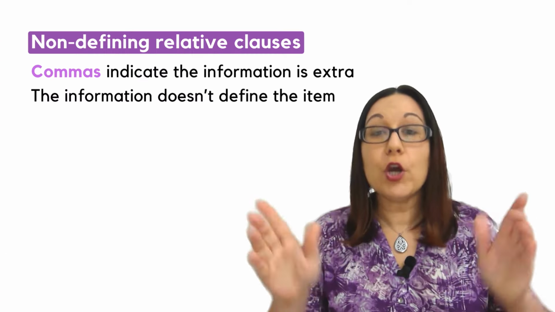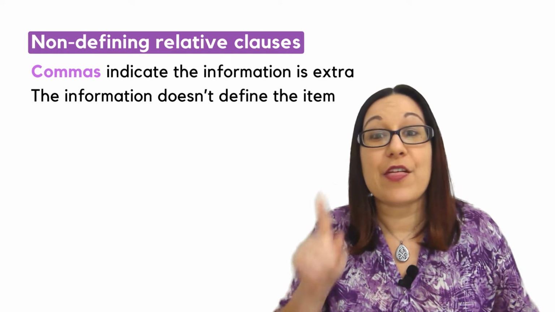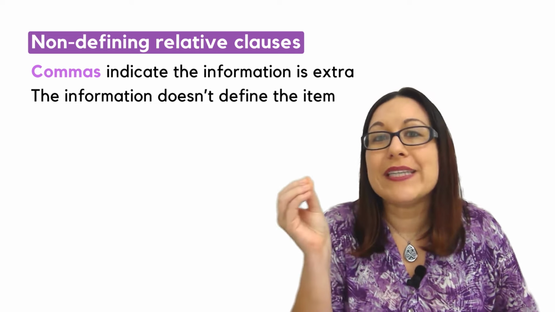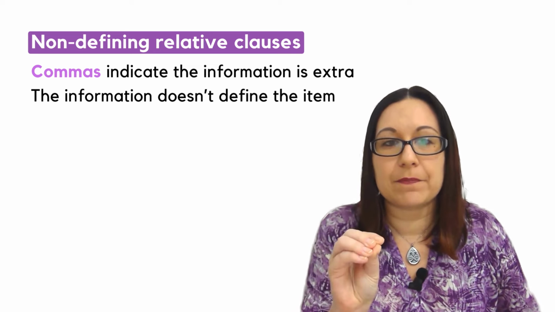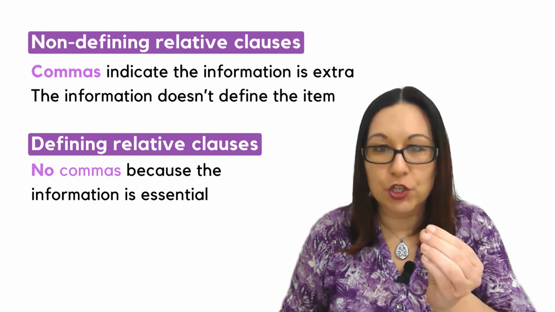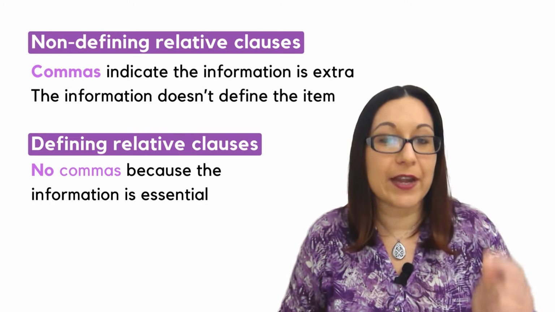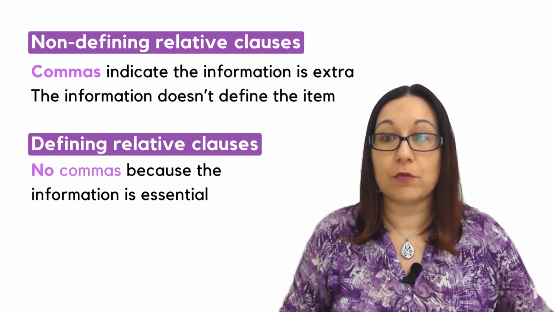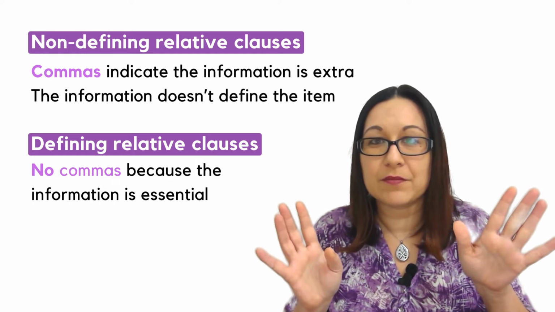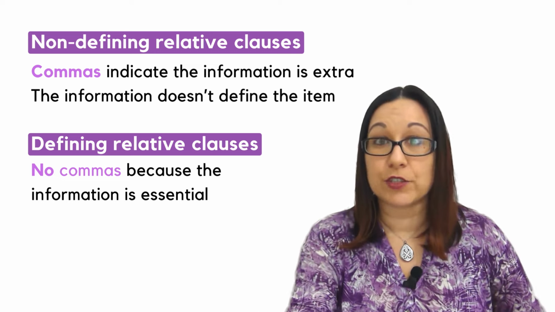So we put commas around that extra information that is not necessary. That is a non-defining relative clause. I don't need that information to define the meaning. And we don't put commas around information that is essential for the reader to really understand your meaning. That is a defining relative clause. So, commas, meh, you can take the information out. It's not important. No commas, all the information is important. We need it to understand the main idea.